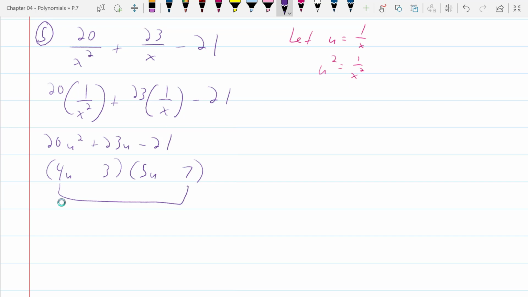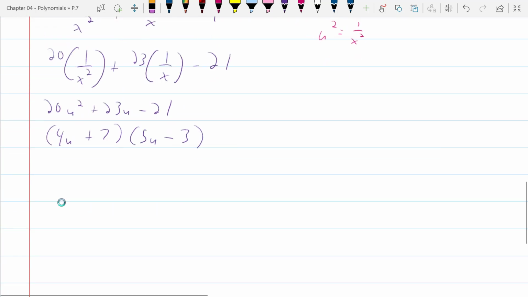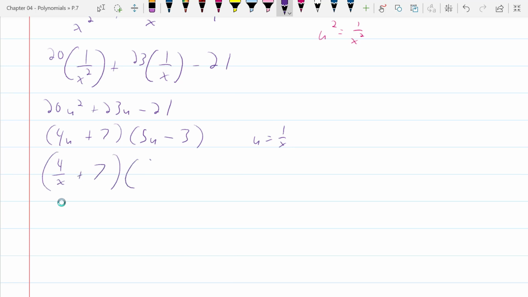So if I do 7 times 4 is 28. 5 times 3 is 15. That's not going to get me to 23. So let's try swapping the 7 and a 3. Let's try this, 35 and 12. Okay, so if I do a plus 35 and minus a 12, that's going to get me to positive 23. So that's the factored form with the u's, but remember, u is equal to 1 over x. So the real factored form is 4 over x plus 7 times 5 over x minus 3.